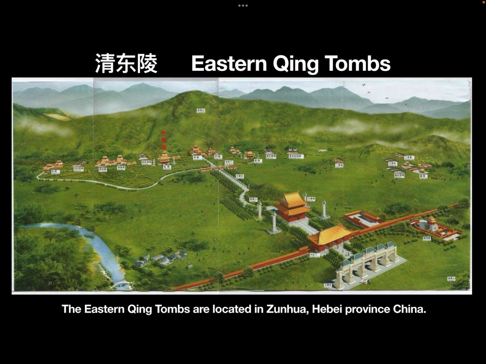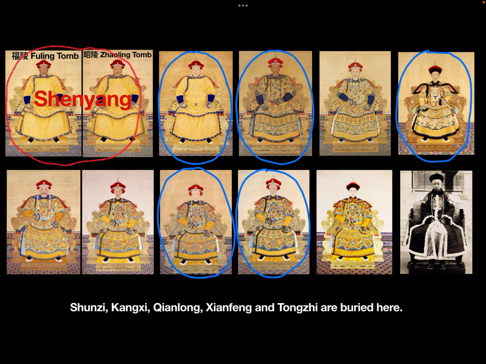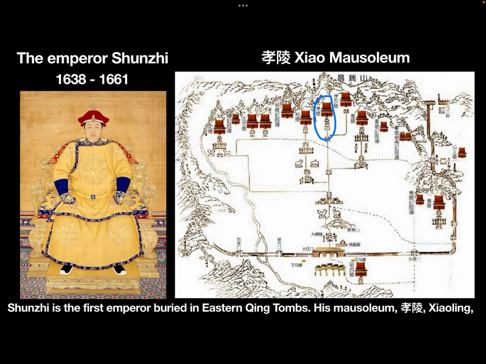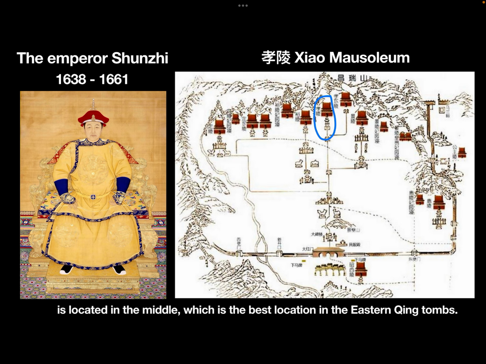The Eastern Qing tombs are located in Zunhua, Hebei Province, China. Shunzhi, Kangxi, Qianlong, Xianfeng, and Tongzhi are buried here. Shunzhi is the first emperor buried in the Eastern Qing tombs. His mausoleum, Xiaoling, is located in the middle, which is the best location in the Eastern Qing tombs.